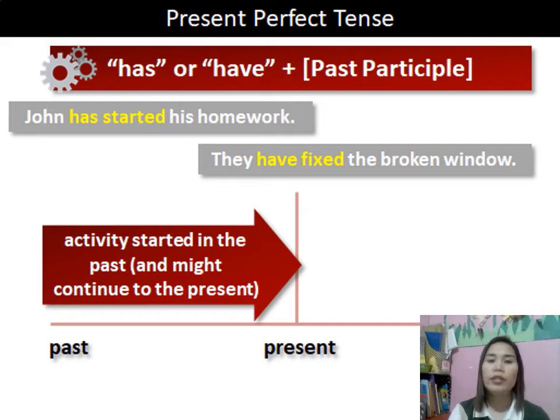Next, we have: they have fixed the broken window. The action of fixing started in the past and is still continuing at the present. If you have seen the arrow, here the activity started in the past and might continue to the present. That is present perfect tense.